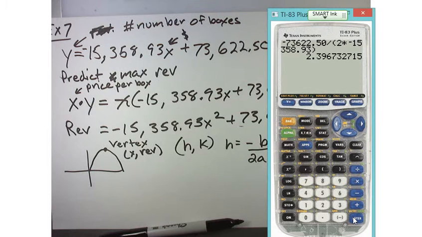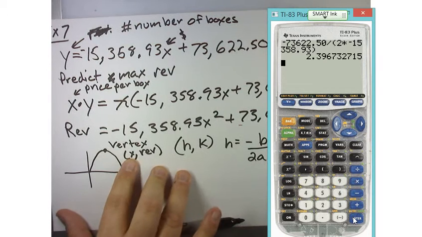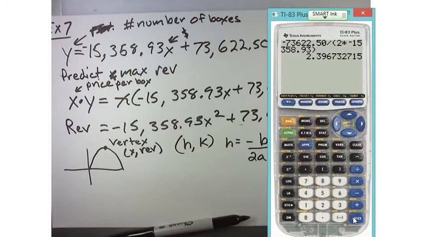What is that telling us? I think I may have misspoke. This is not the number of boxes, this is the price per box. So if I wanted to generate the maximum revenue, what would I charge per box? $2.39.